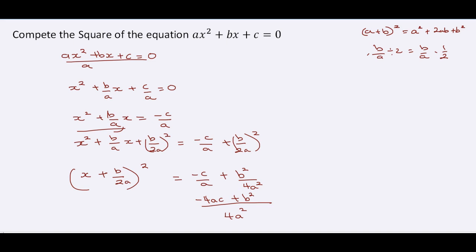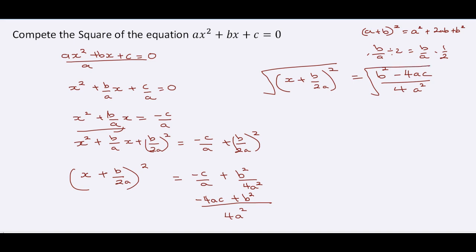So now we have (x plus b over 2a) squared is equal to b squared minus 4ac over 4a squared. So now we want to find the value of x, so we're going to take the square root of both sides, and here we have a plus minus. So we now have x plus b over 2a is equal to plus or minus the square root of b squared minus 4ac over 4a squared.